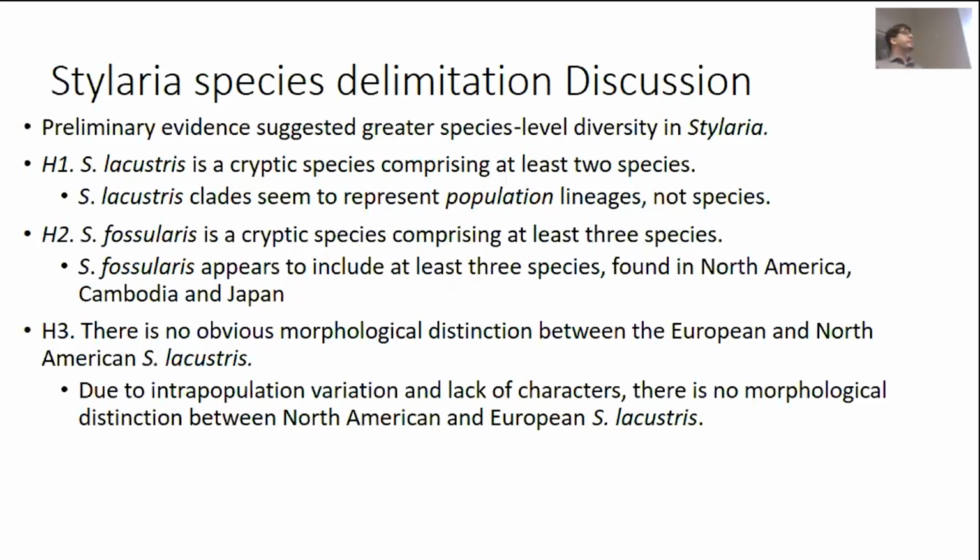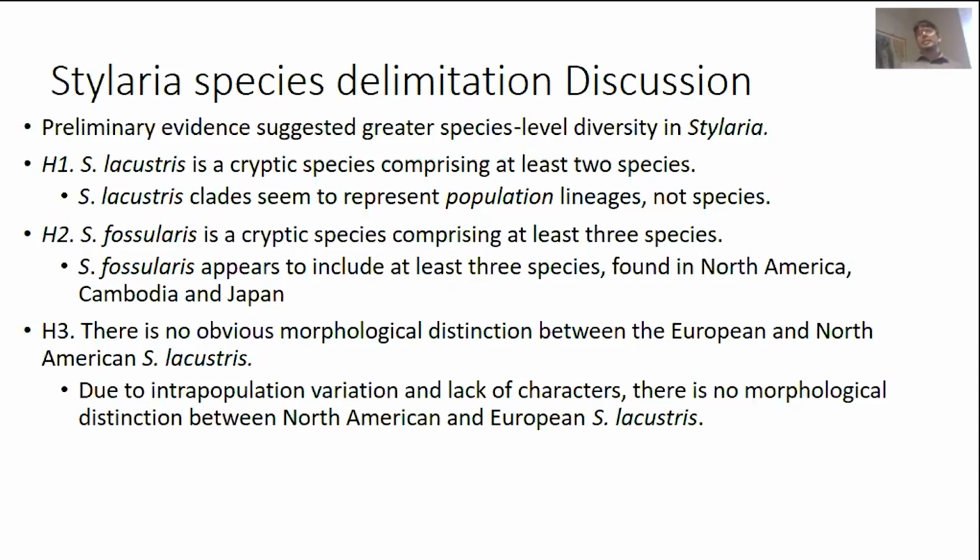So the overarching thing here is that preliminary evidence did suggest greater species diversity in Stylaria, but how much diversity did we get? The first thing that we tested was that Stylaria lacustris is a cryptic species comprising at least 2 species. That was our first hypothesis.